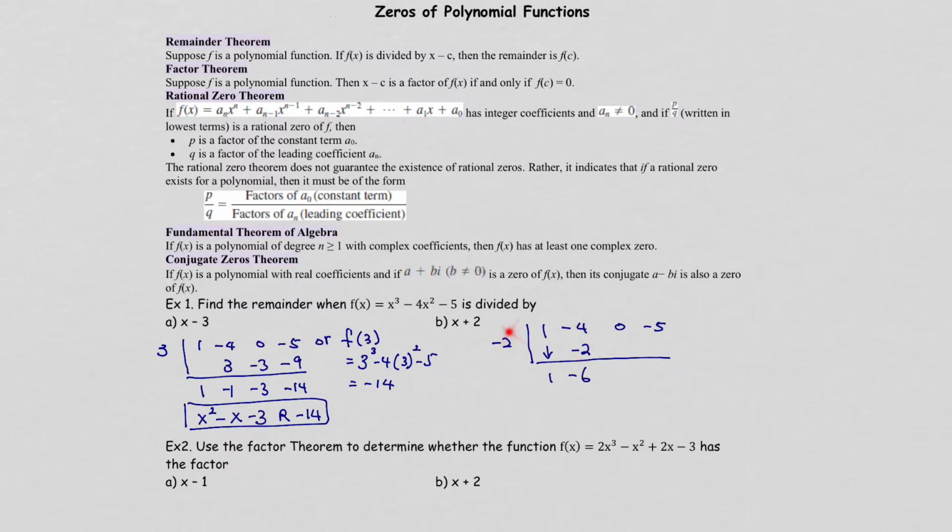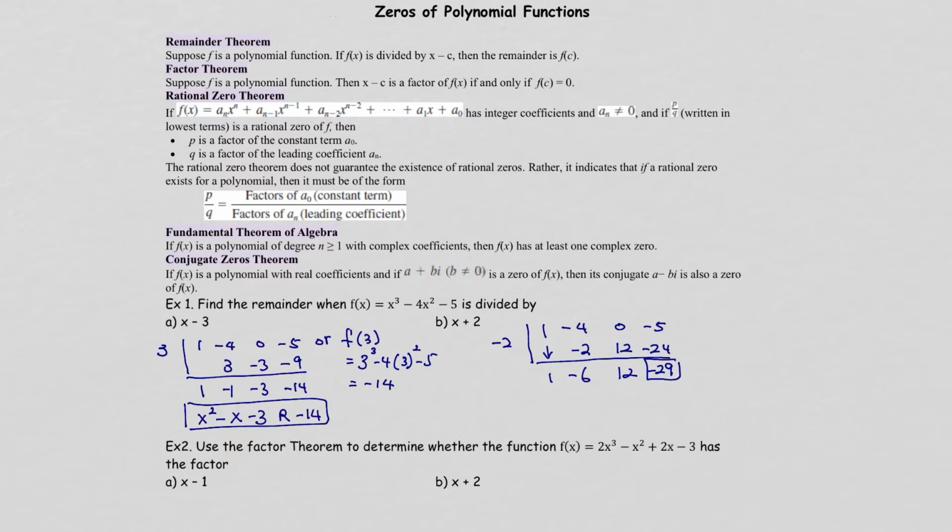And again, now you have two numbers to multiply and write it underneath the 0. That's going to be positive 12. 0 plus 12 will be 12. And now negative 2 times 12, that will be negative 24. Add those two numbers will be negative 29. So your remainder is negative 29.